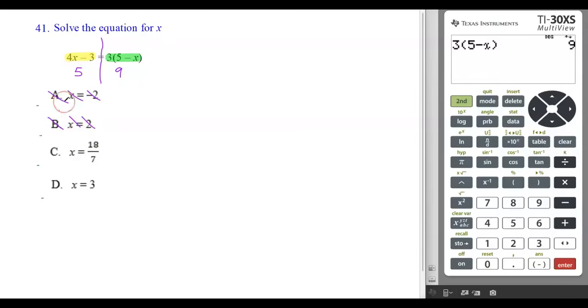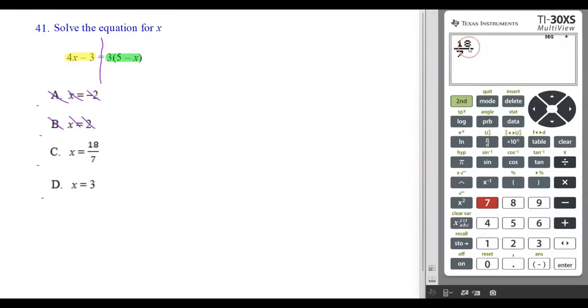Now we're going to go to C. Erase this. Now I need to store 18/7 for x. So hit clear. So punch in 18/7. That's a fraction. Hit your fraction button. Hit 18 on the top from here. Hit your down arrow to get to the bottom. Put in 7 from right here. Shows up here. Make sure this matches up with this.